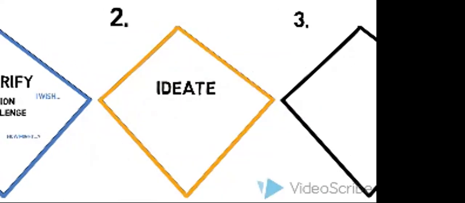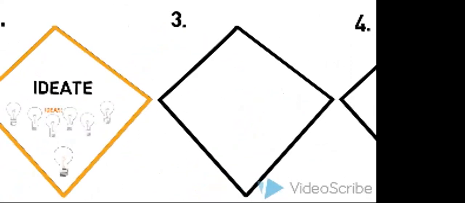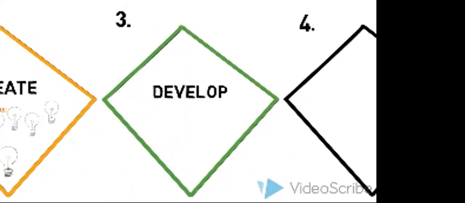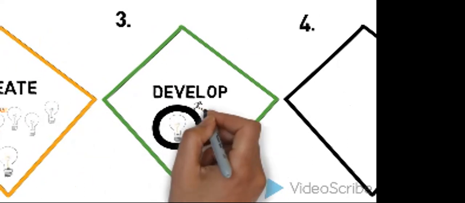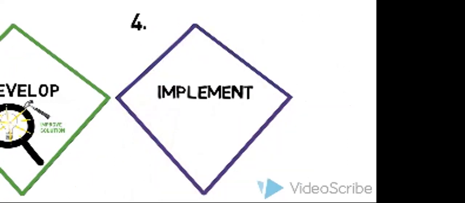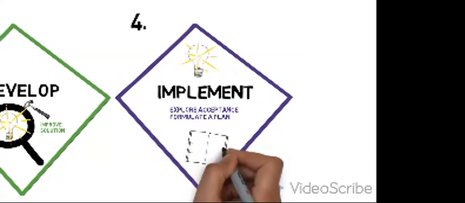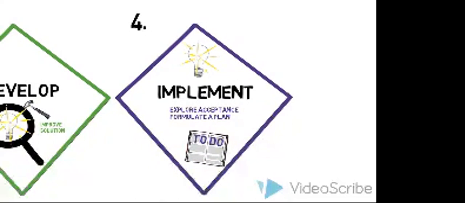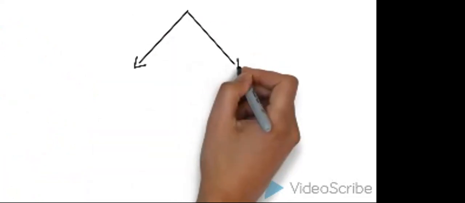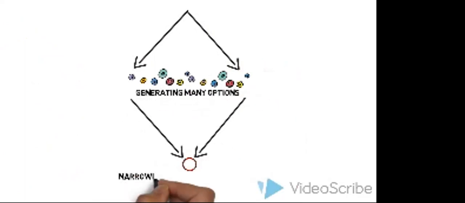The ideate stage is where the ideas happen. The more ideas you have, the more likely you are to have a truly novel, useful idea. From this multitude of ideas, you then choose what you will do to address your challenge. Now it is time to develop your idea. Here, you analyze the aspects of the idea and improve upon it. This is the time to make it a truly workable solution. In the implement stage, you have a solution on hand, and you must explore acceptance and formulate a plan. In this stage, you work through the details of what needs to happen, by when, and by whom. In each stage, we employ both divergent thinking, generating many possibilities, and convergent thinking, narrowing down to the best options.